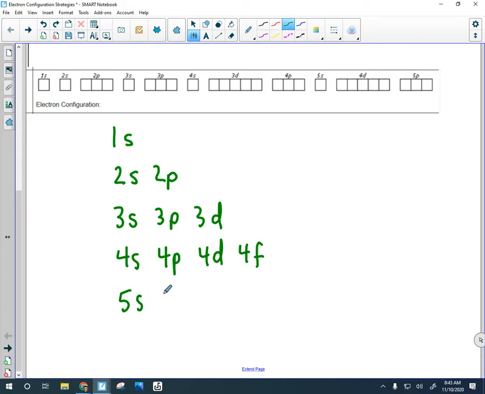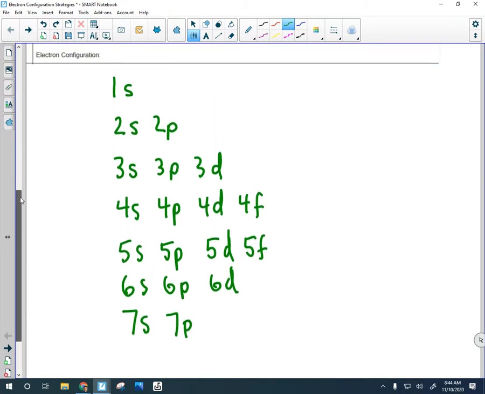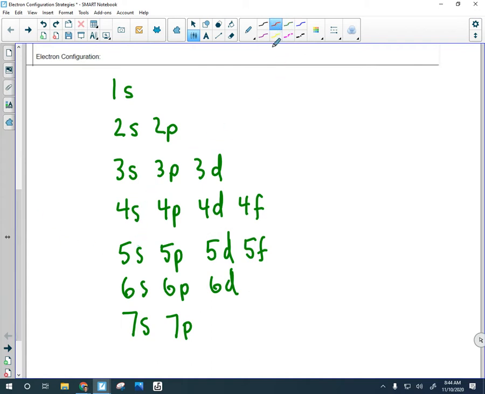Same for the fifth principal energy level. Sixth principal energy level: in the ground state, there is no f sublevel in the sixth principal energy level. And then in the seventh principal energy level, there are s and p orbitals. It is possible to have 7d and 7f, but that would only occur in excited states, not the ground state for electrons.